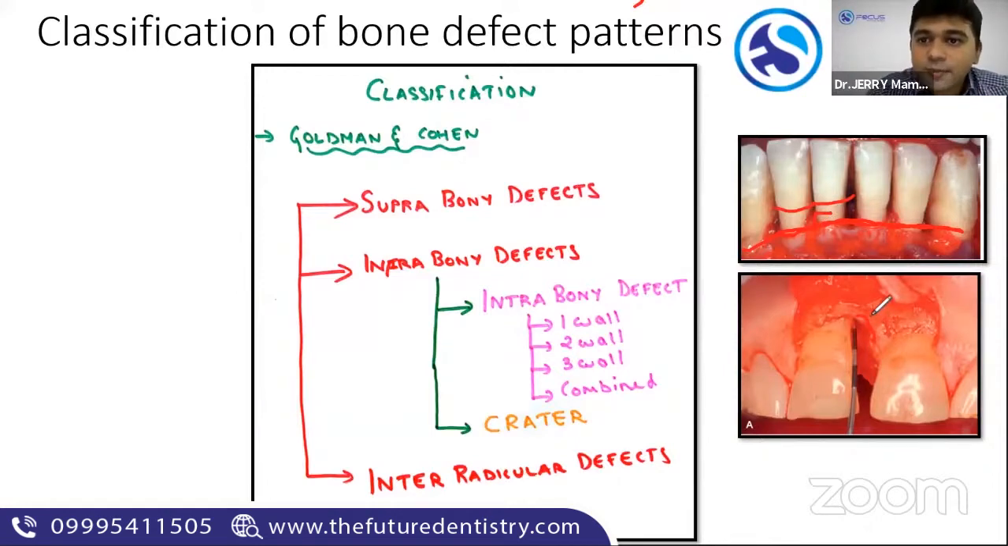Okay, let me change the color again. You can see one wall here and then a defect going inside, which is surrounded by wall at every angle. Okay, so now here, what is the thing? See the base of the pocket, infra bony defect.